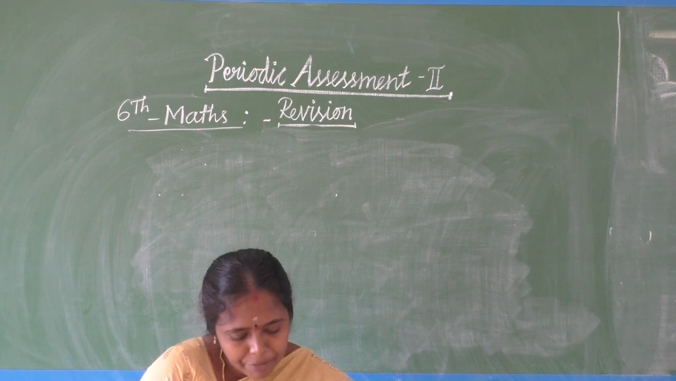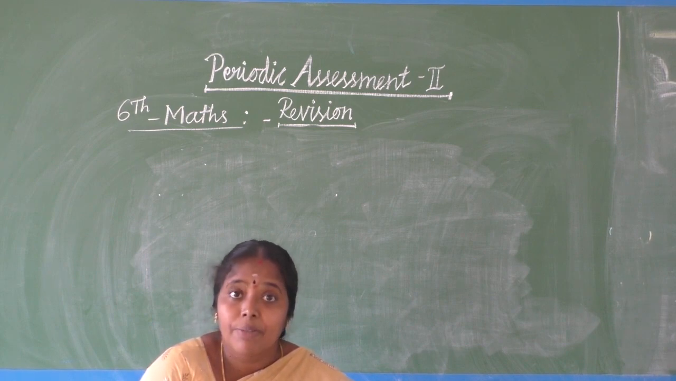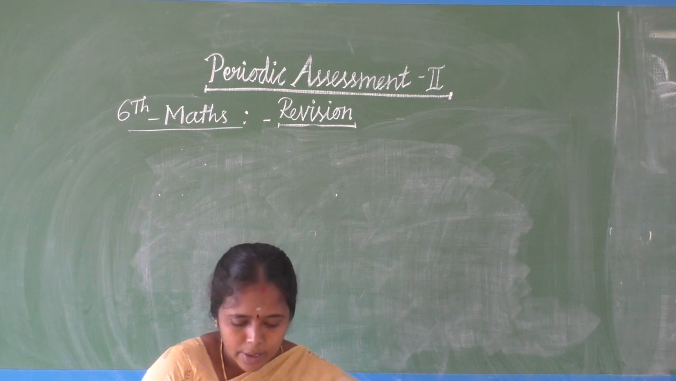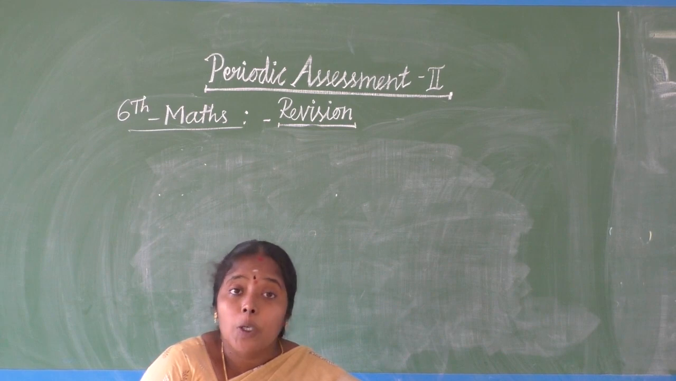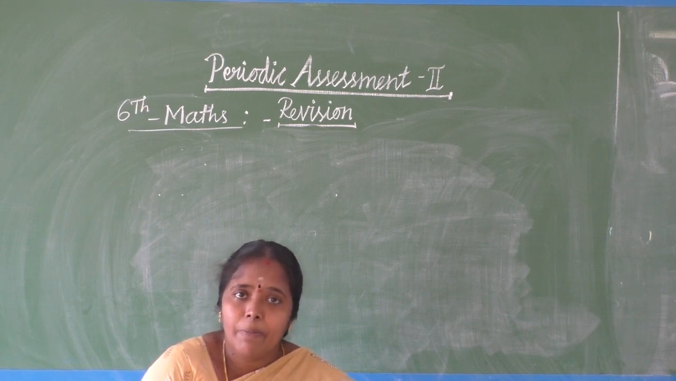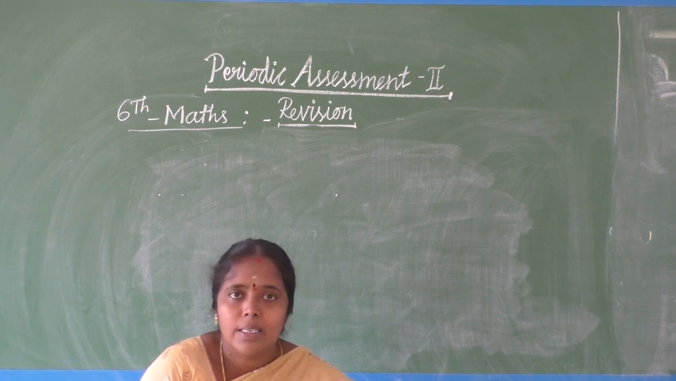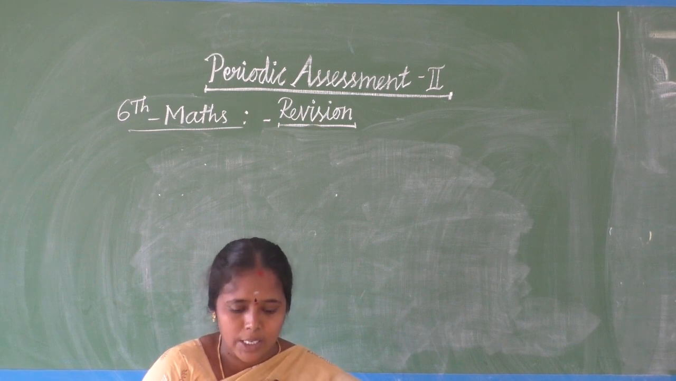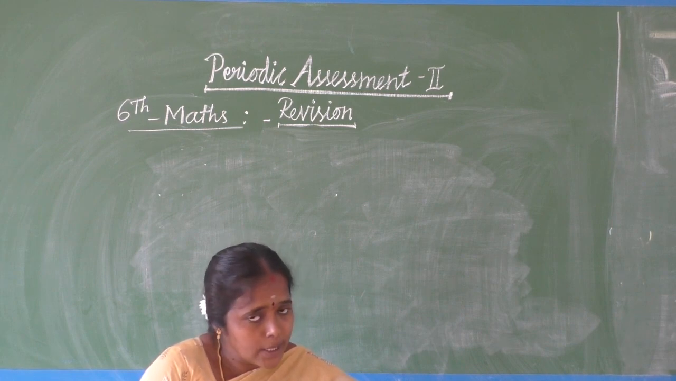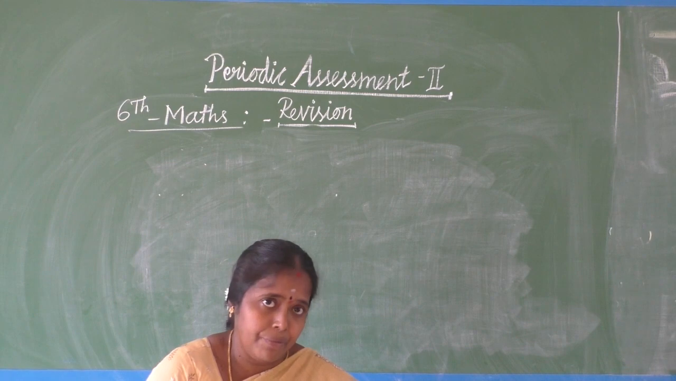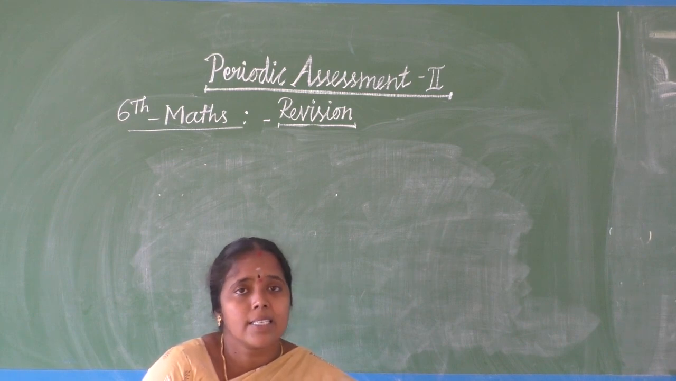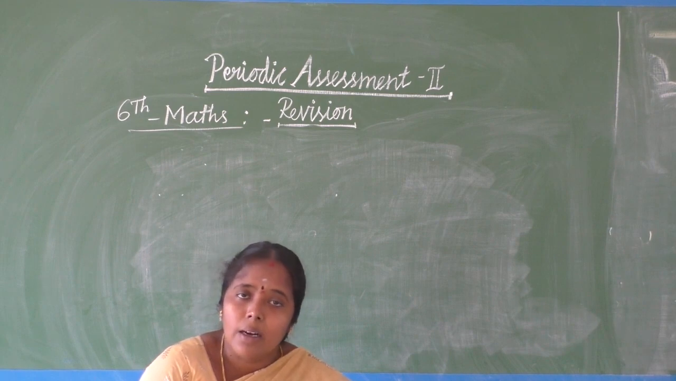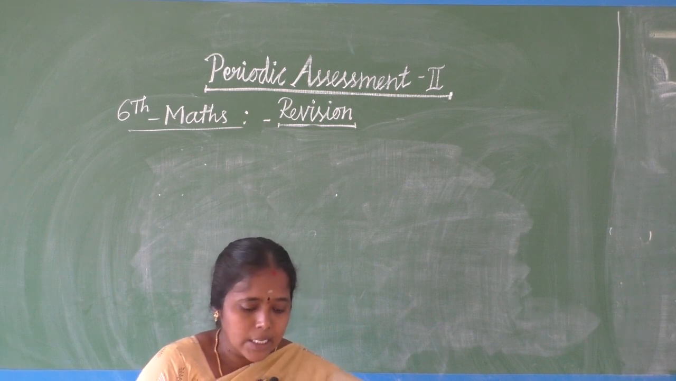While finding common factors, there is a method given in the book. What is it? Prime factorization. What is prime factorization? The process of finding the prime factors of a number is called prime factorization. The method of finding prime factors of any number is called prime factorization.